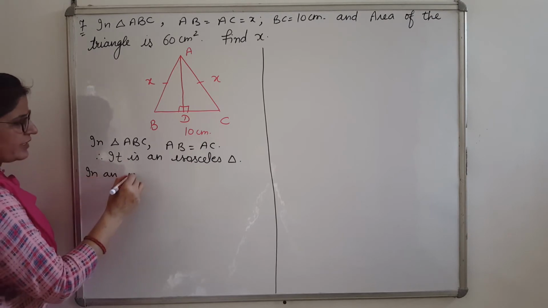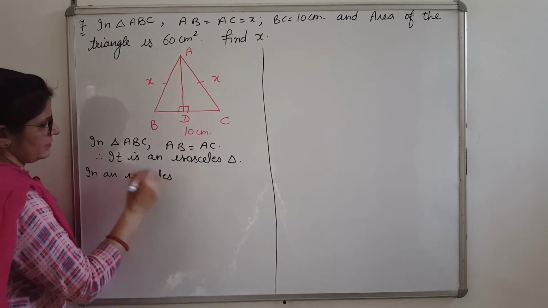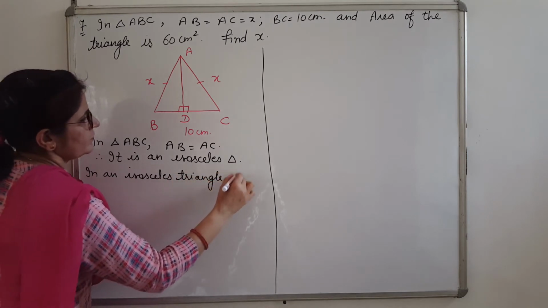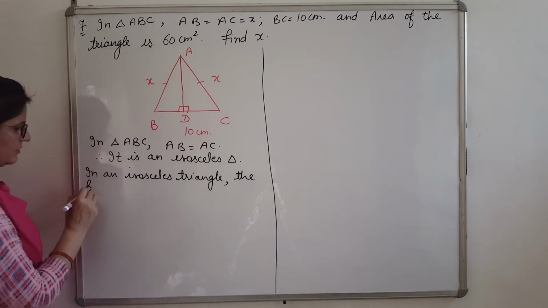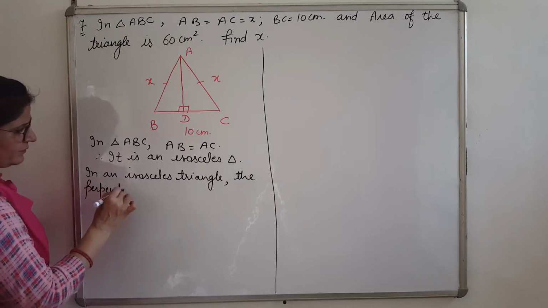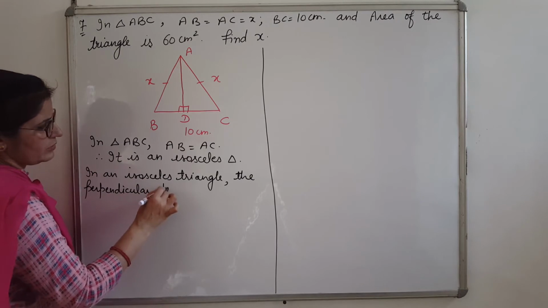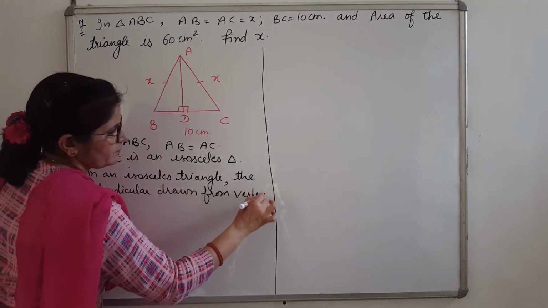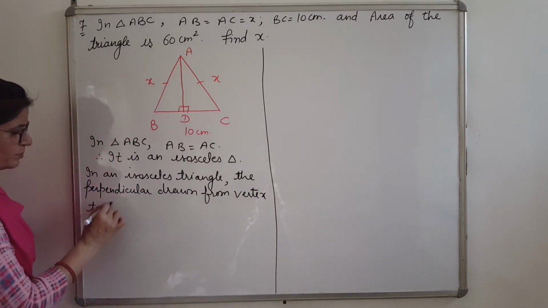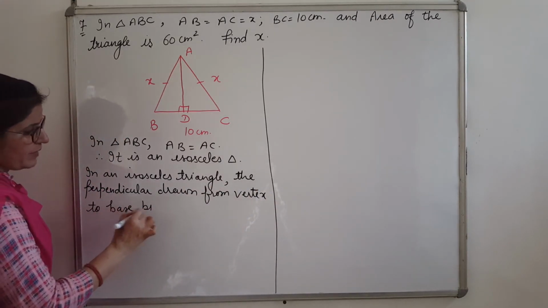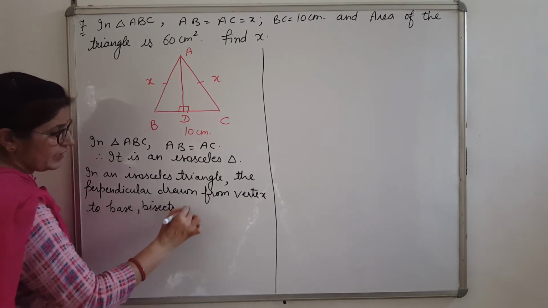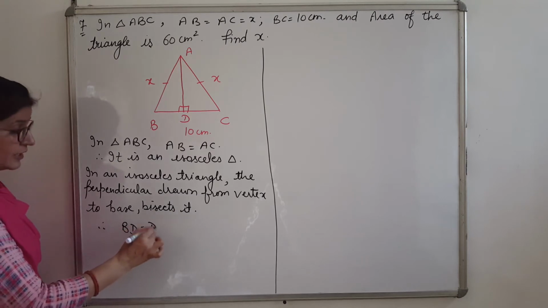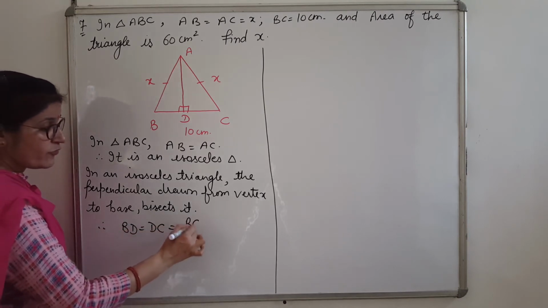In an isosceles triangle, the perpendicular drawn from vertex to base bisects the base. Therefore, BD equals DC equals half of the BC.